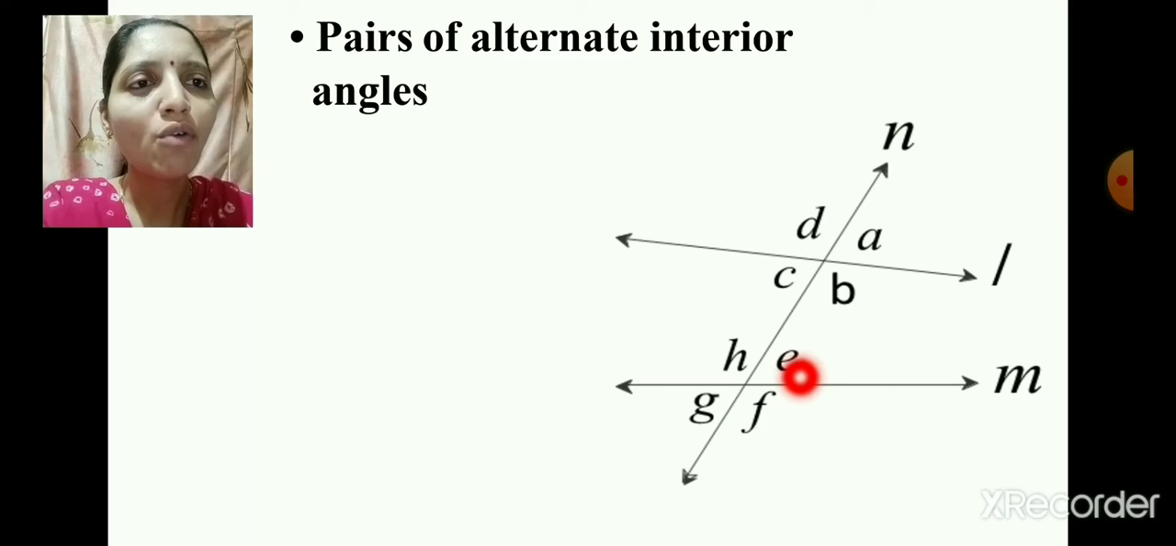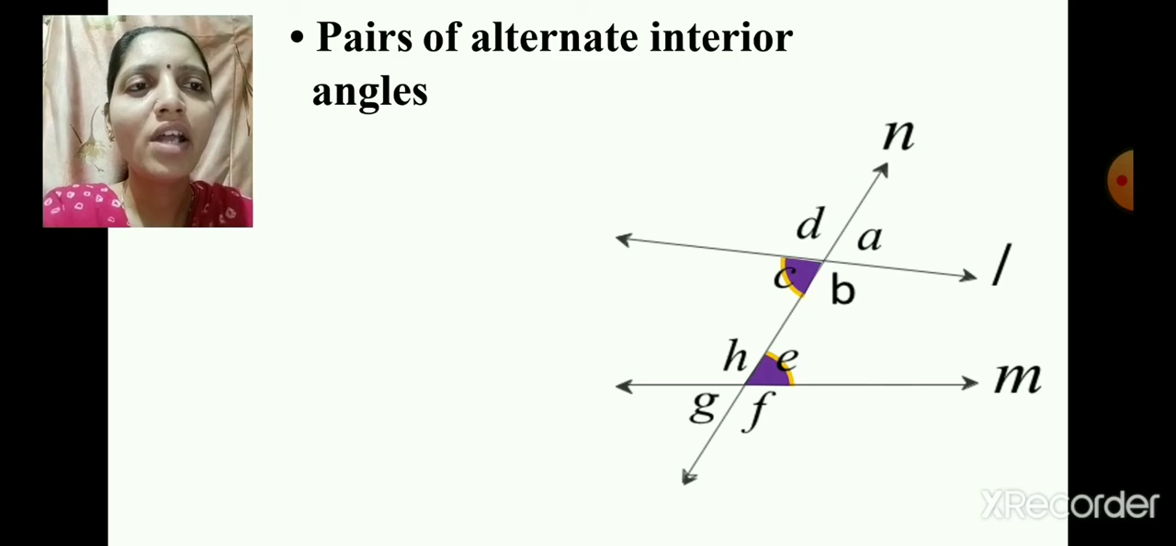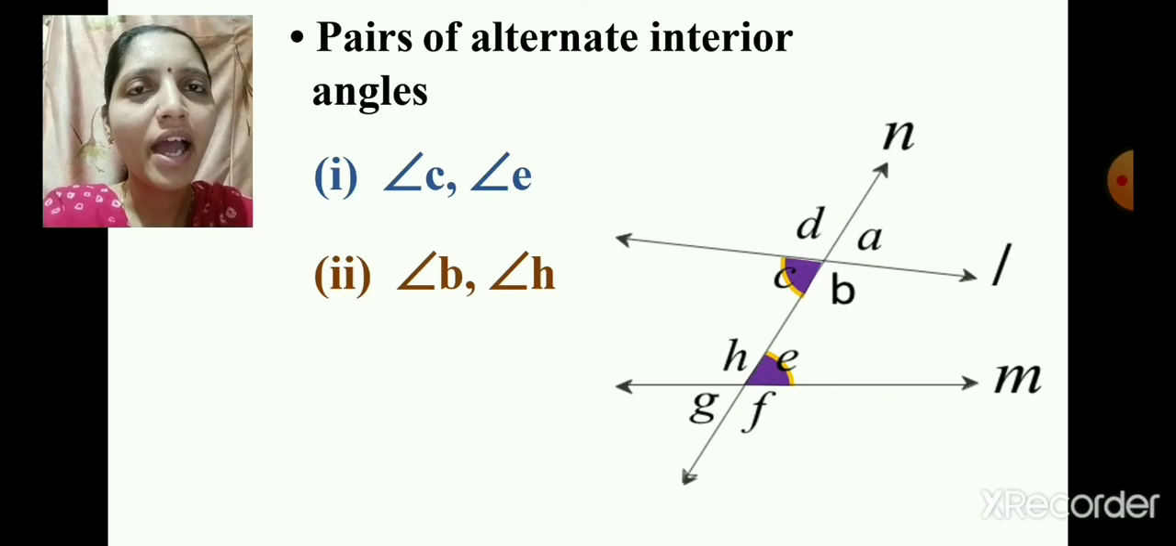So out of these 4 interior angles, how many pairs of alternate interior angles will be there? 2 pairs. Angle C and angle E, these are alternate interior angles. Similarly, angle B and angle H. So let's write down angle C and angle E as the first pair, and the second pair will be angle B and angle H. Are you getting this?